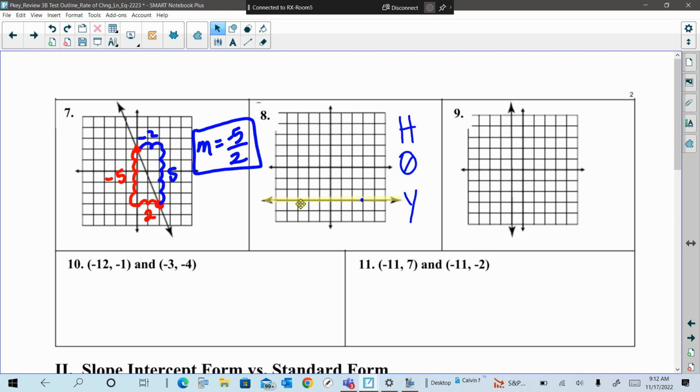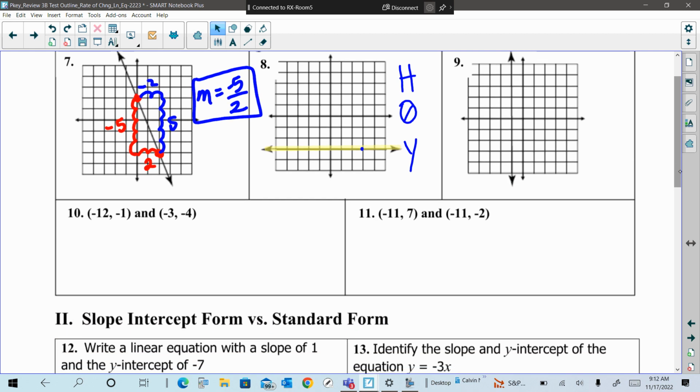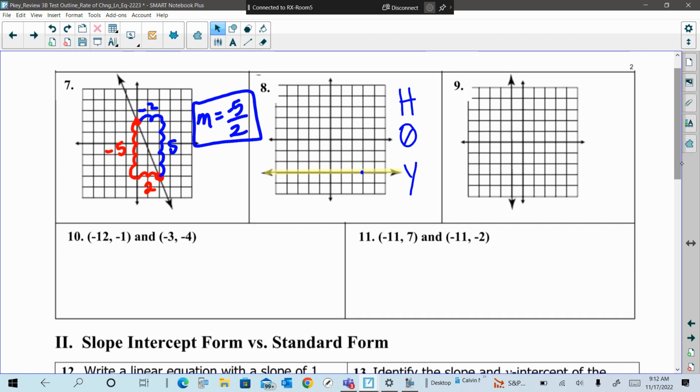Oh yeah, that's an undefined line. The other y is undefined. So look, I just highlighted the line. If you want to remember the little acronym, HOY for horizontal, okay? And that means this is a 0 slope. So m equals 0 here. Are we okay on that?